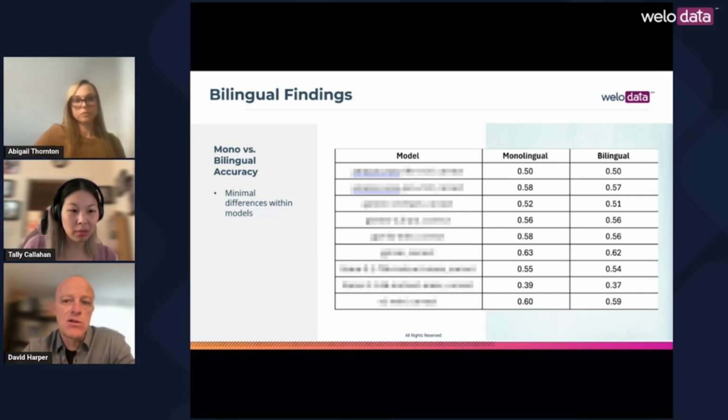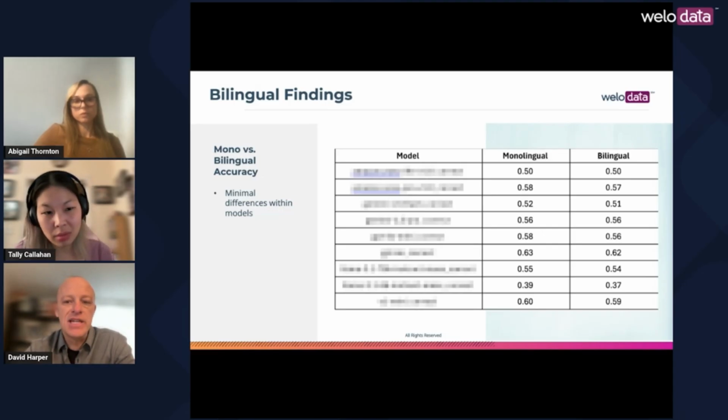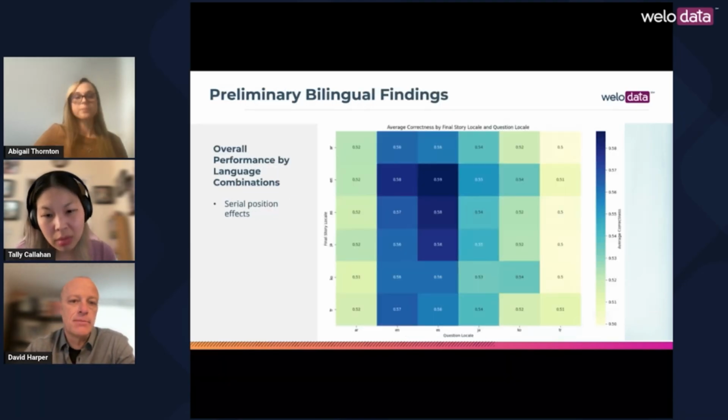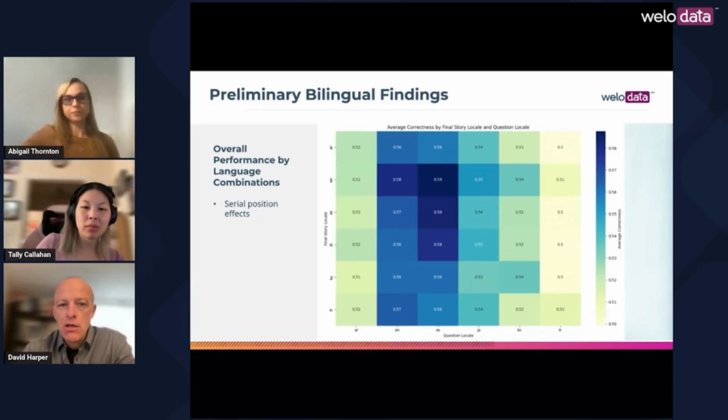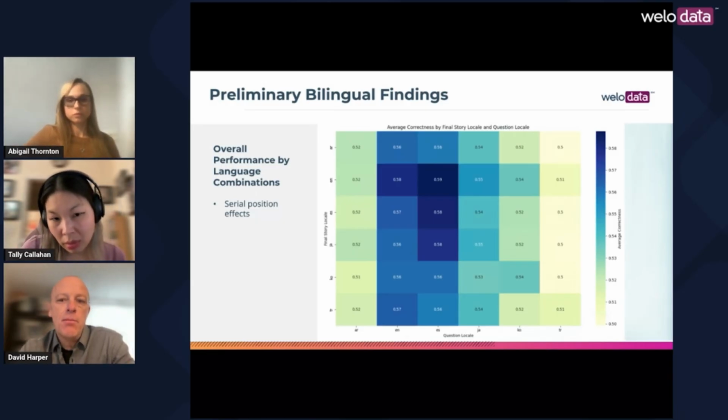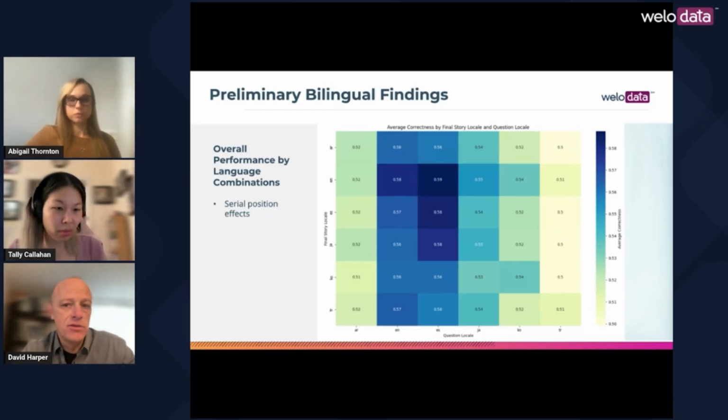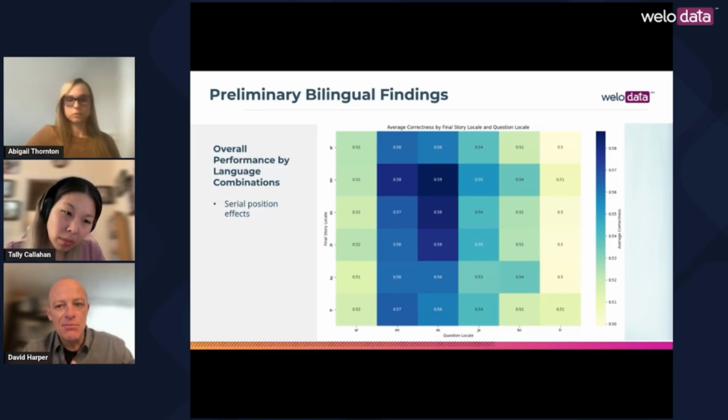I think our results will get a little bit more interesting if we drill down into this data and look at performance by language combinations and question type. In this heat map, we are looking at overall performance by language combinations. We took the results from all 9 models and all 36 language combinations and put them in this heat map to begin to explore differences by language.